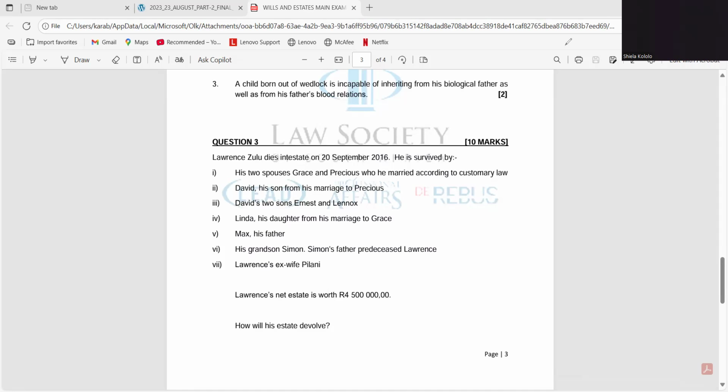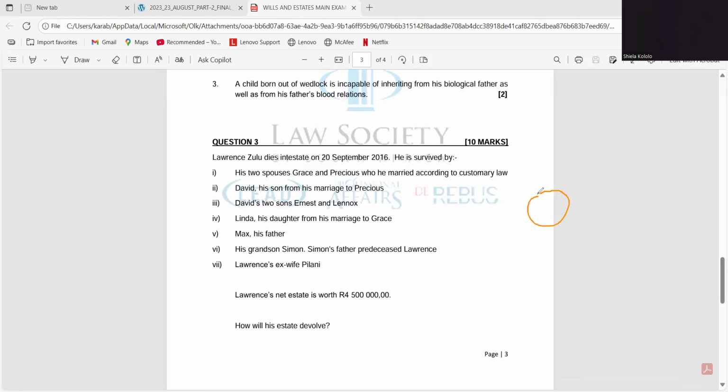So we have Lawrence Zulu, who died intestate on the 20th of September 2016. He is survived by his two spouses, Grace and Precious, who he married according to customary law. David, his son from his marriage to Precious. David's two sons, Ernest and Lennox. Linda, his daughter from his marriage to Grace. Max, his father. His grandson Simon. Simon's father predeceased Lawrence. Lawrence's ex-wife, Pilani.